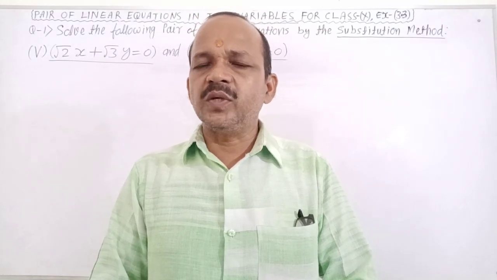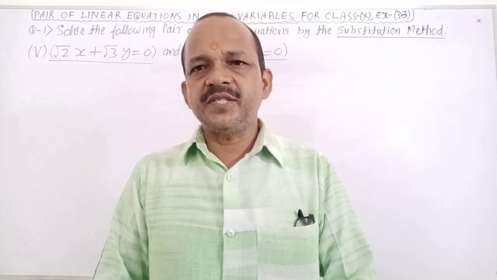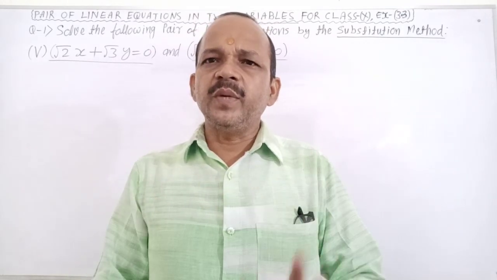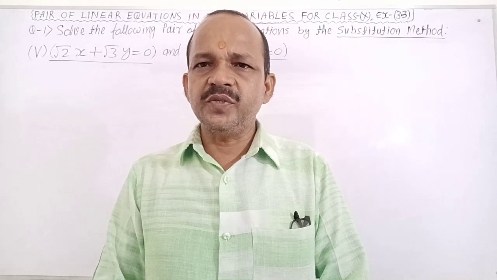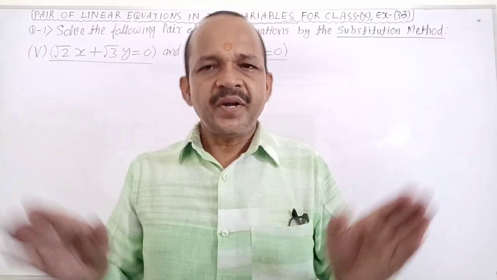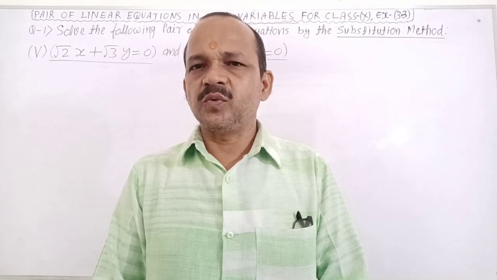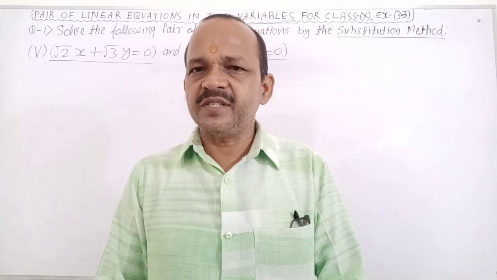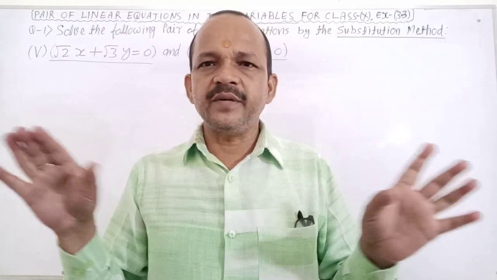If a1 by a2 not equal to b1 by b2, then it shows intersecting lines, consistent system and unique solution. Clear? If a1 by a2 equal to b1 by b2, not equal to c1 by c2, then it shows parallel lines, inconsistent system and no solution. If a1 by a2 equal to b1 by b2 equal to c1 by c2, then it shows coincident lines, consistent dependent system and infinitely many solutions. It is clear. No confusion about it.